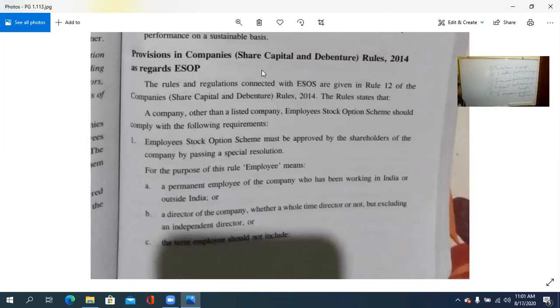The rules and regulations connected with the ESOS, means ESOP, are given in Rule 12 of the Companies Rules 2014. The rule states that a company other than the listed company employee stock option scheme should comply with the following requirements. One is, employee stock option scheme must be approved by the shareholders of the company by passing a special resolution.